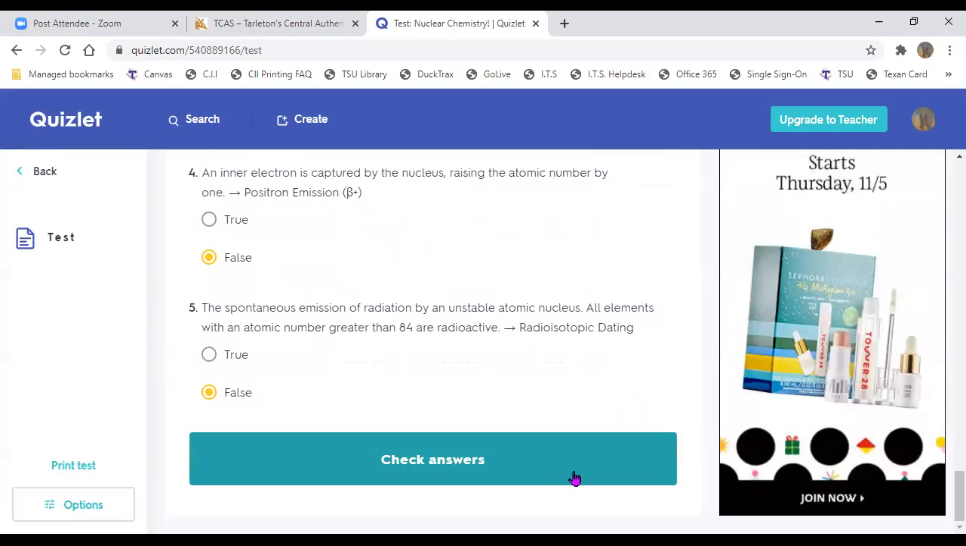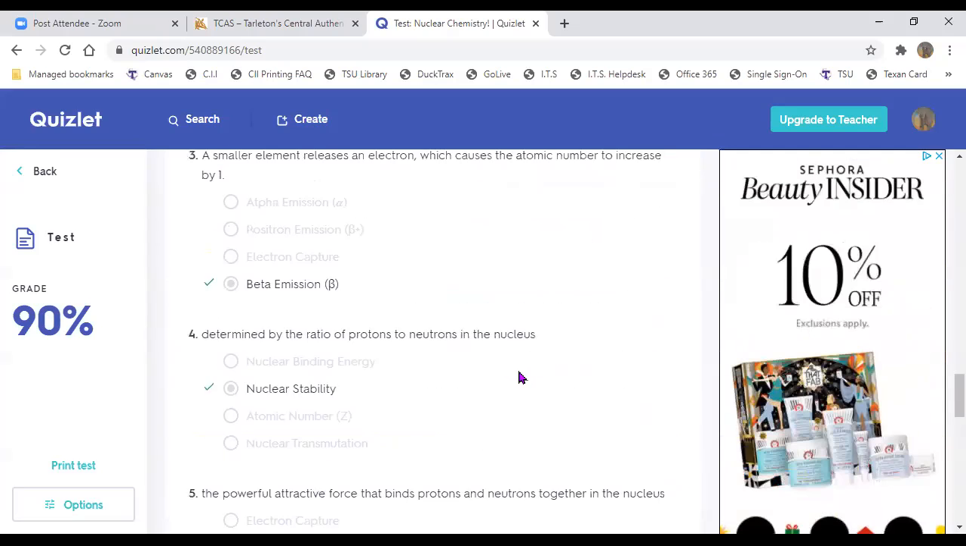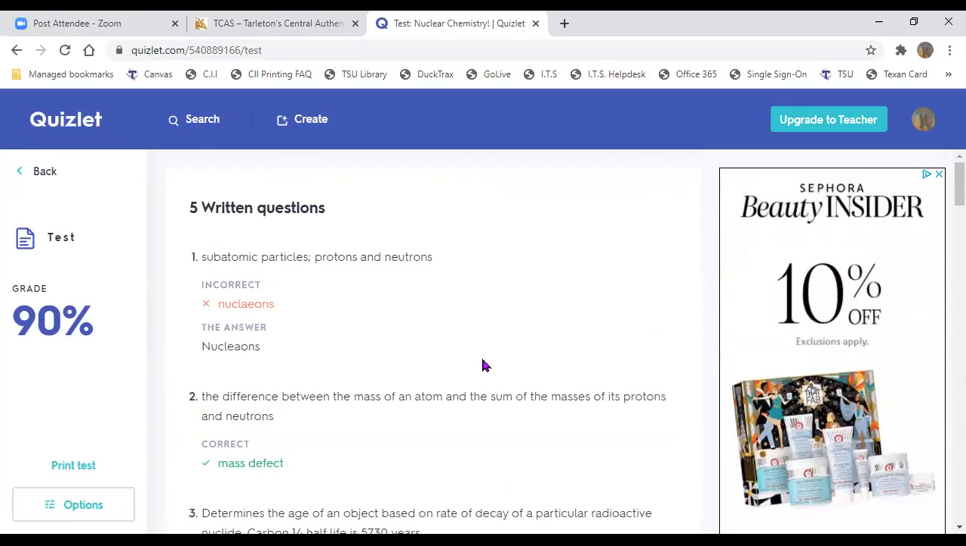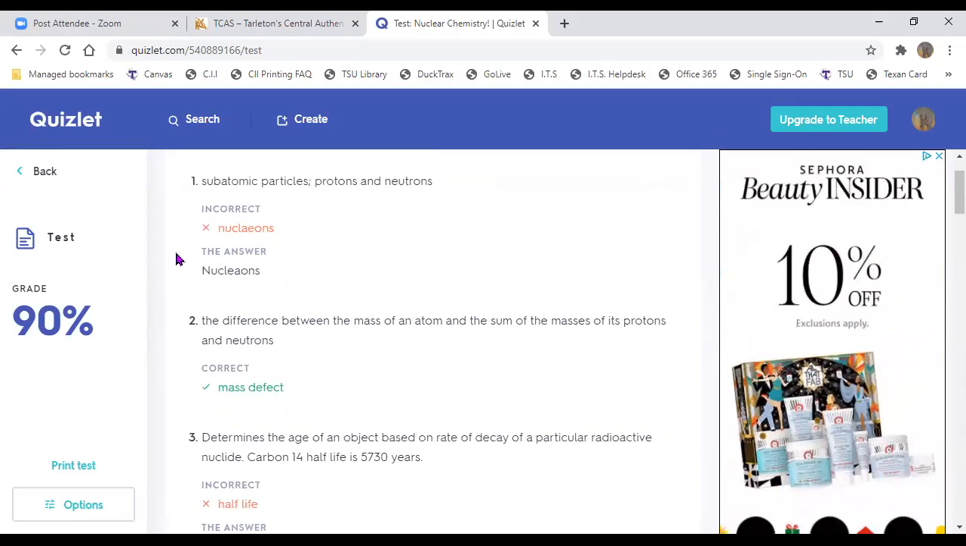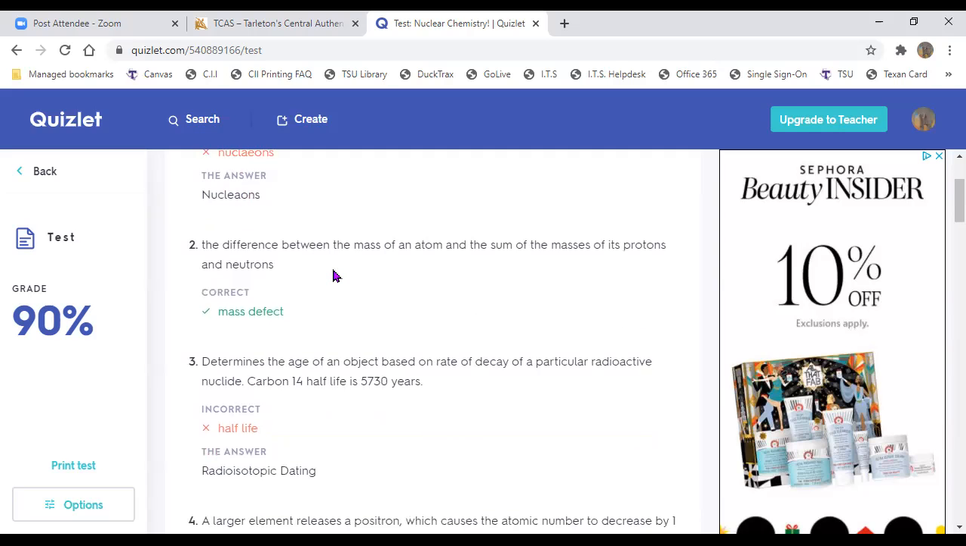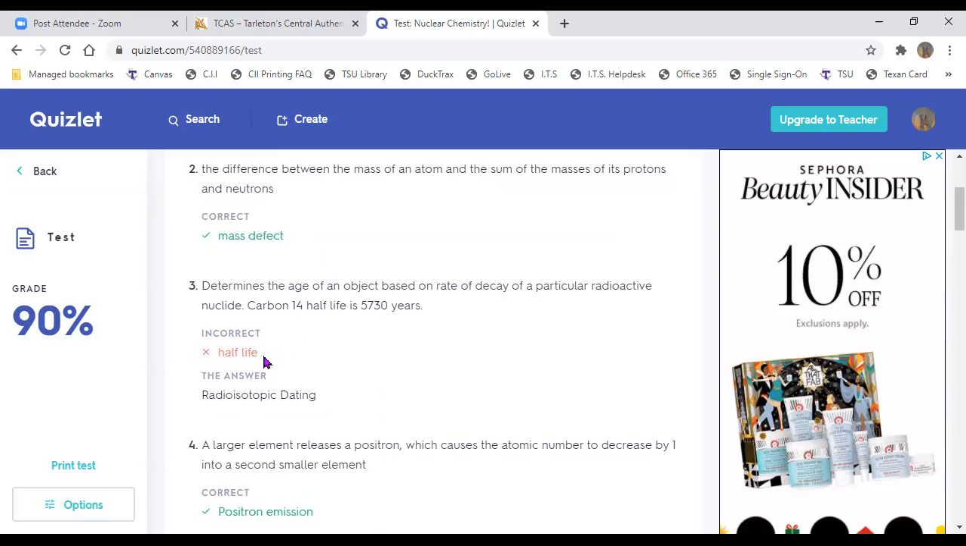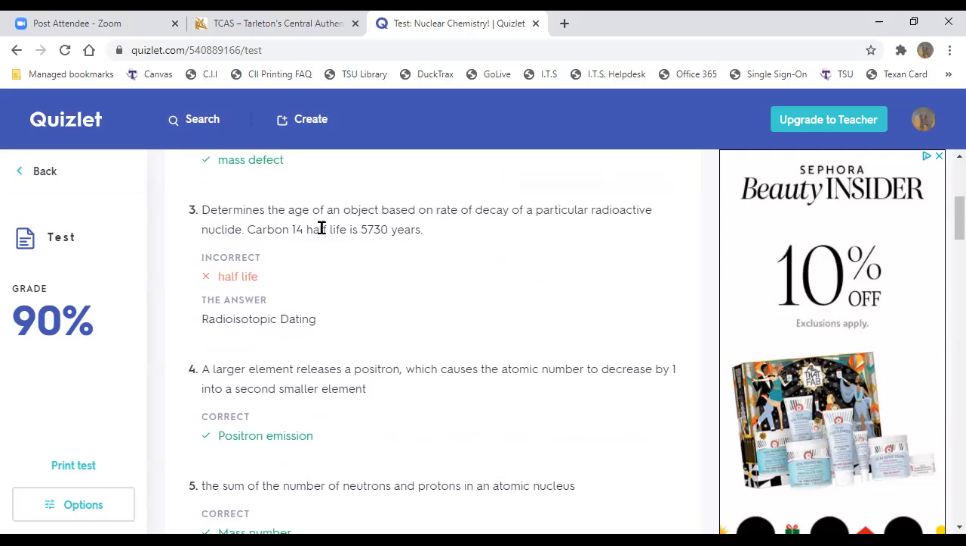Awesome. All right, so let's check our answers and see. Oh, I knew I spelled that wrong. Okay, but yeah, nucleons. I don't think she'll count off for spelling. But, oh shoot, I messed up here. I did not have that. Okay, I was confused by that.